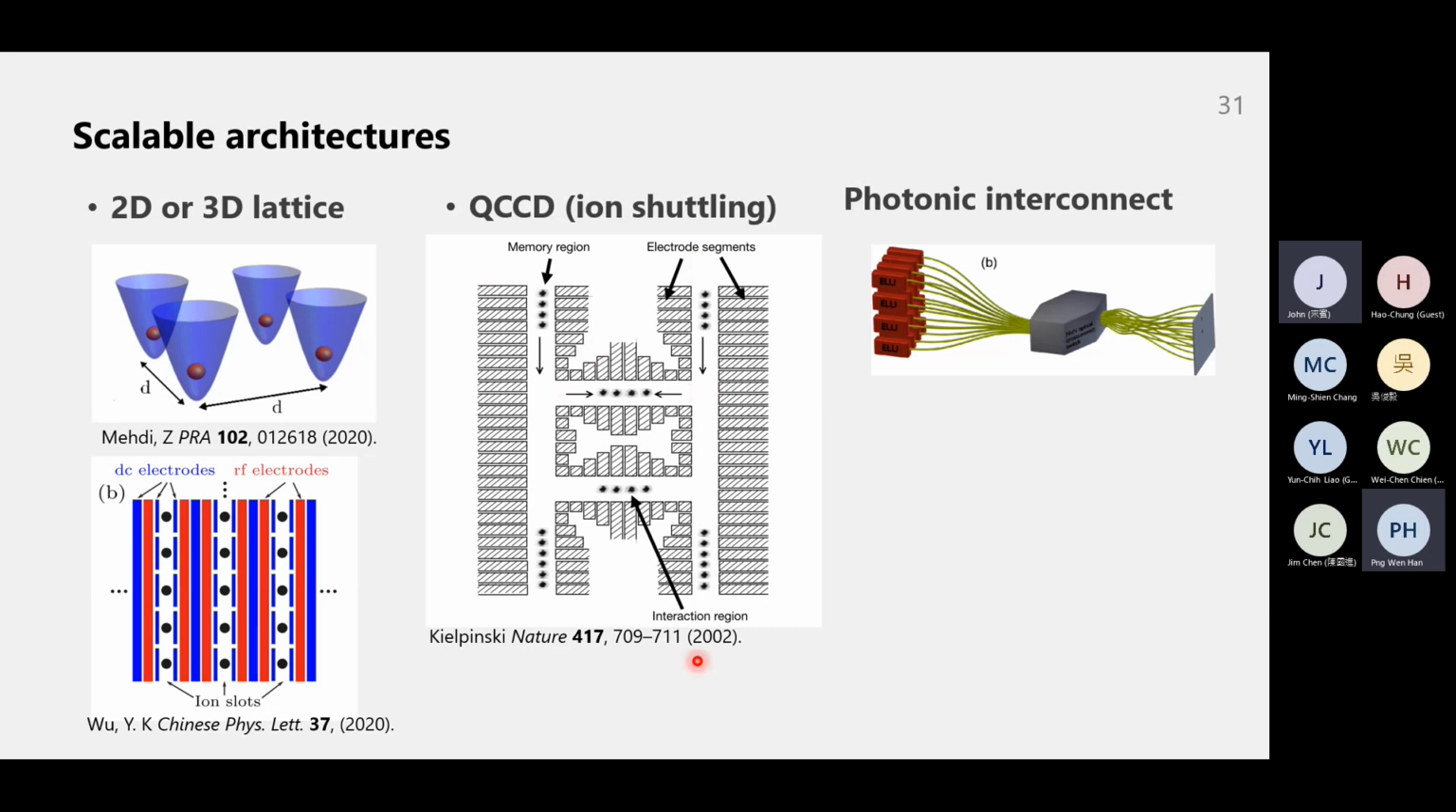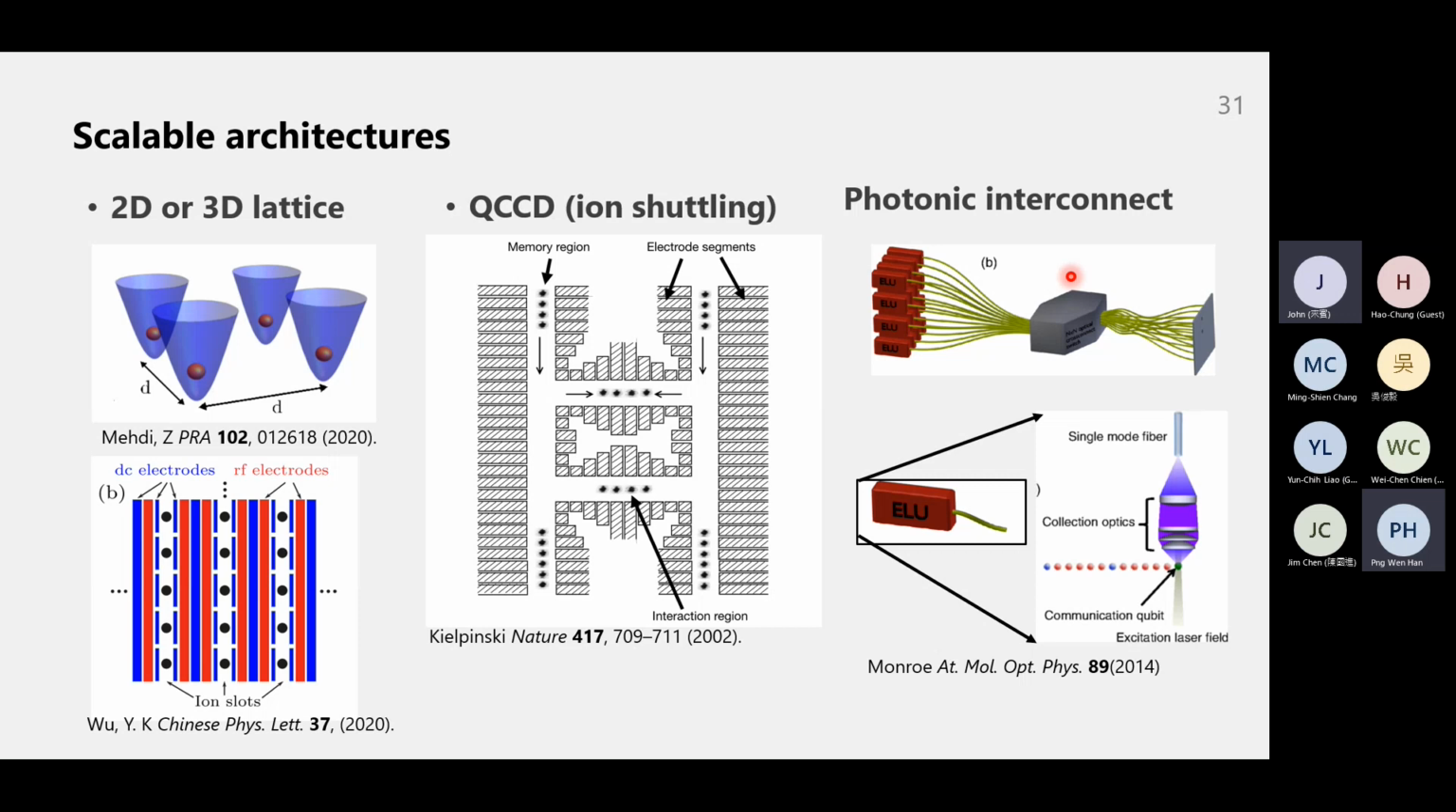In QCCD, we move the ion to the interaction region only when we need it. This could effectively reduce the crosstalk effect, but it comes at a cost of connectivity between the ions. And for photonic interconnect, it follows the same idea, but each linear ion chain is confined in an ELU module, and these modules are coupled to optical fibers. These optical fibers carry the information in each ELU to the central unit for computation.